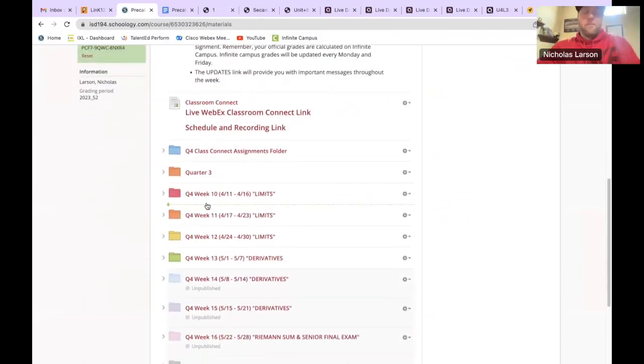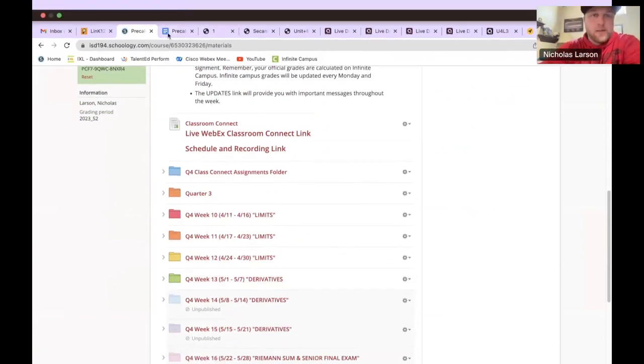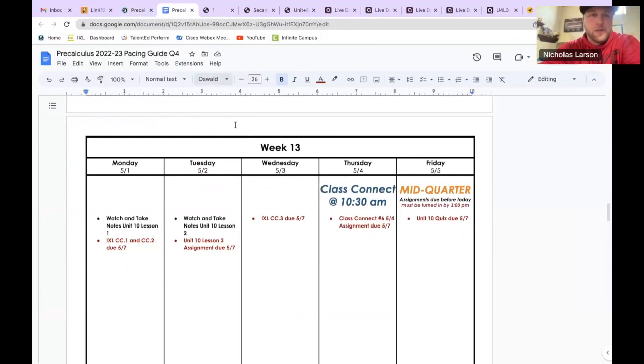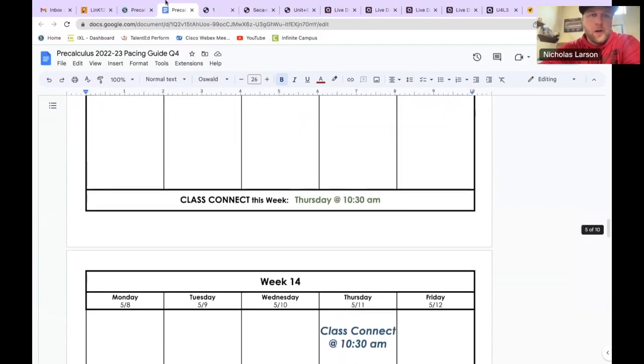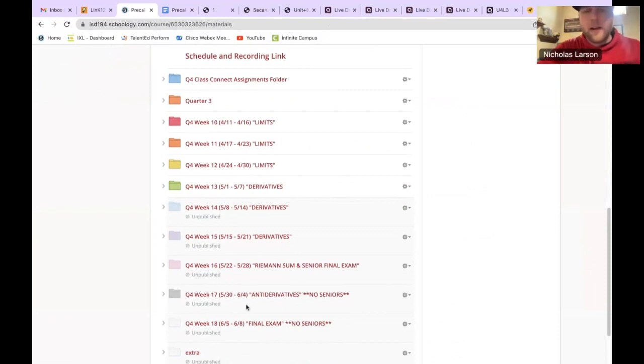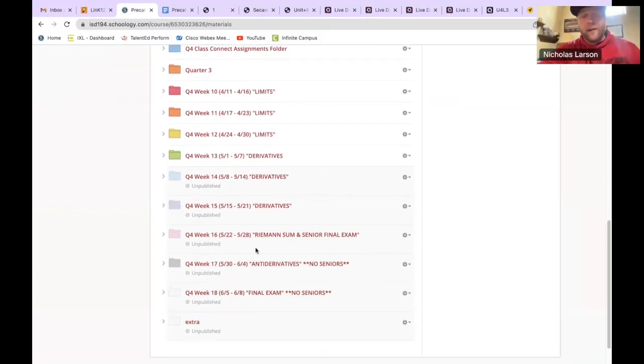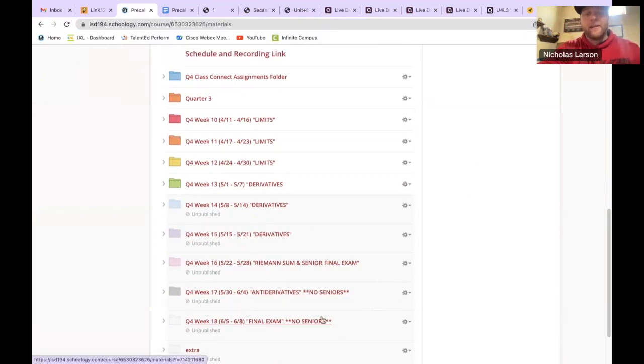We really finished up our unit on limits, so I'm going to focus more on our new unit with derivatives. As far as seniors, because half our class is seniors, you graduate early. So as we move forward, you will not necessarily do the last unit that the underclassmen will. Seniors, you've got this derivatives unit, you've got this Riemann sum unit, and then the final exam. Underclassmen, you've got the derivatives, Riemann sum, antiderivatives, and then the final exam after that. I'll make sure to clarify that and talk about it more when it becomes more relevant.